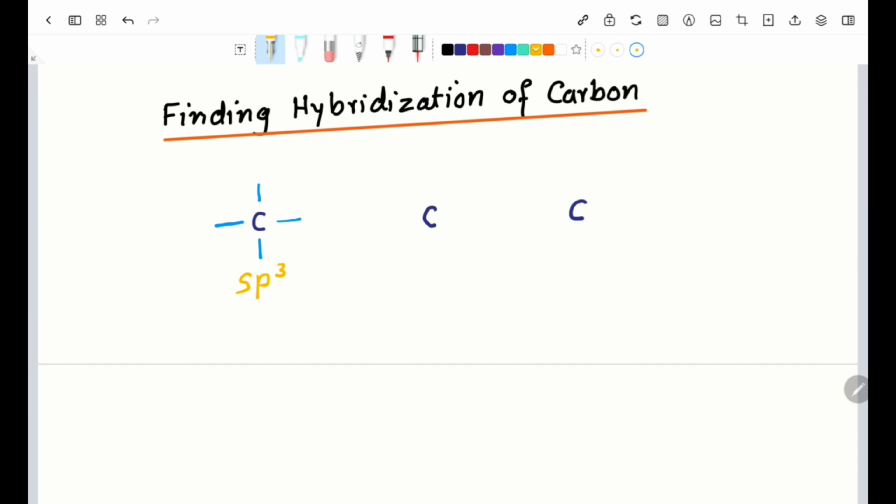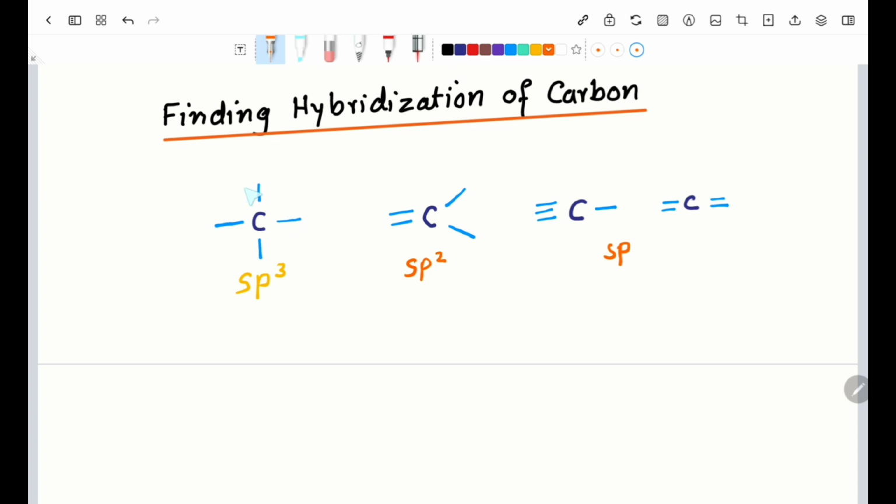The next one, if we see that carbon has formed a double bond and 2 single bonds, then the carbon will be termed as sp2 hybrid. Remember this point. When you find that carbon has formed a triple bond and a single bond, or carbon has formed 2 double bonds, then in both of these conditions, carbon will be sp hybrid.